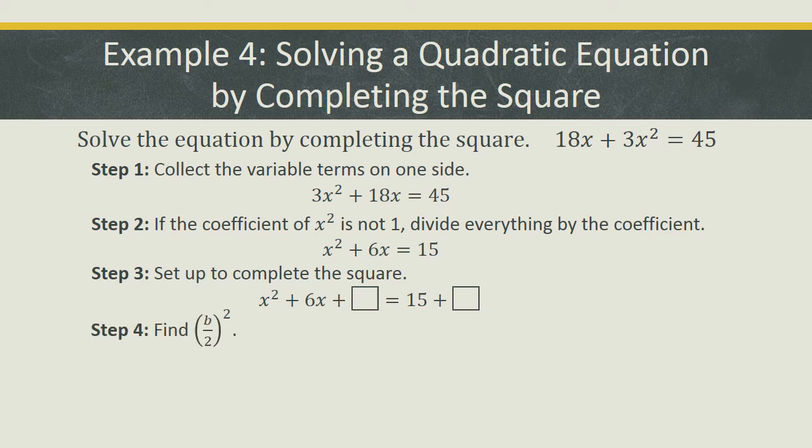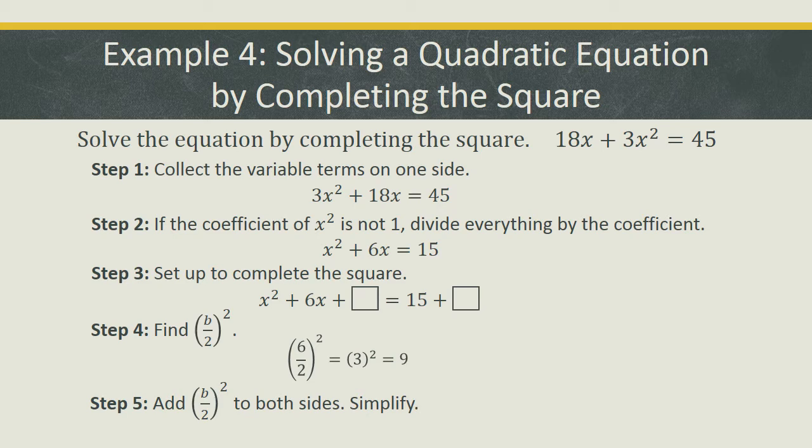Find b over 2 squared. Our b value is 6, so plug it in. 6 over 2 is the same as 3. So we're going to square that and we get 9. So we're going to add the b over 2 squared to both sides and then simplify. So fill in 9 here and fill in 9 here. When we simplify, we're not going to do anything on this side yet, but simplify this side. 15 plus 9 is 24.